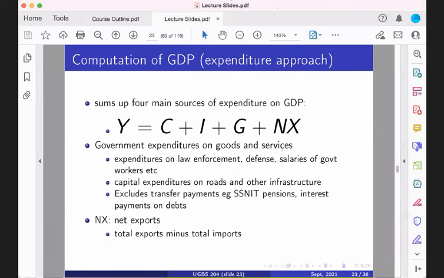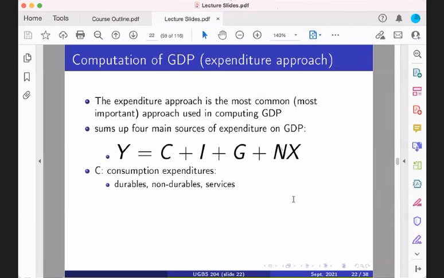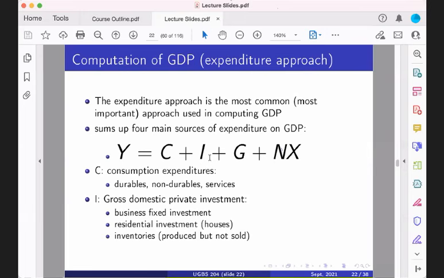Yes, sir. Please, can you go over the expenditure approach again? The formula, please. Okay, so the formula is what you see on your screen. We are adding four things: consumption expenditure, gross domestic private investment, government expenditure, and then what? Net exports. When we add these, we get the GDP using the expenditure approach. What these slides are trying to tell you is what constitutes consumption expenditure, investment, government expenditure, and net exports.